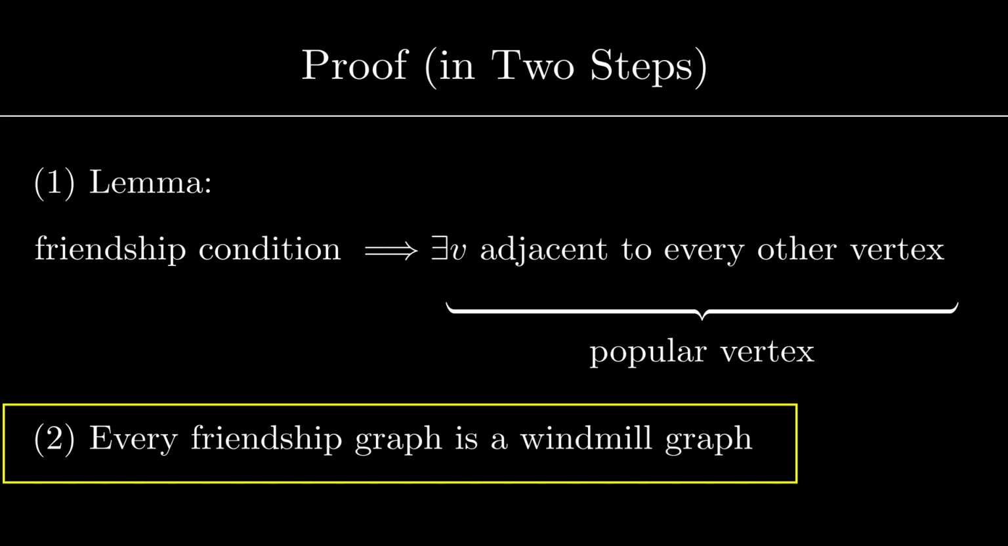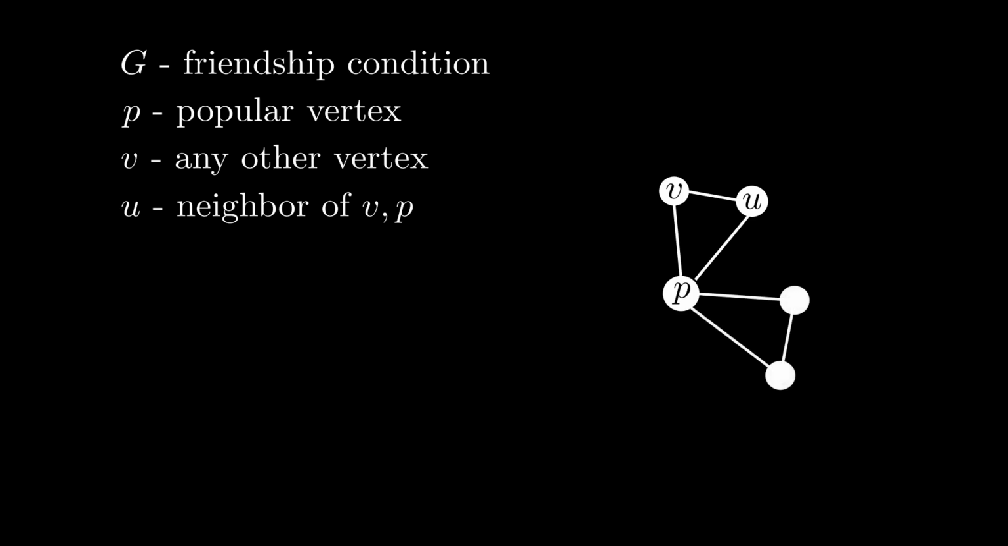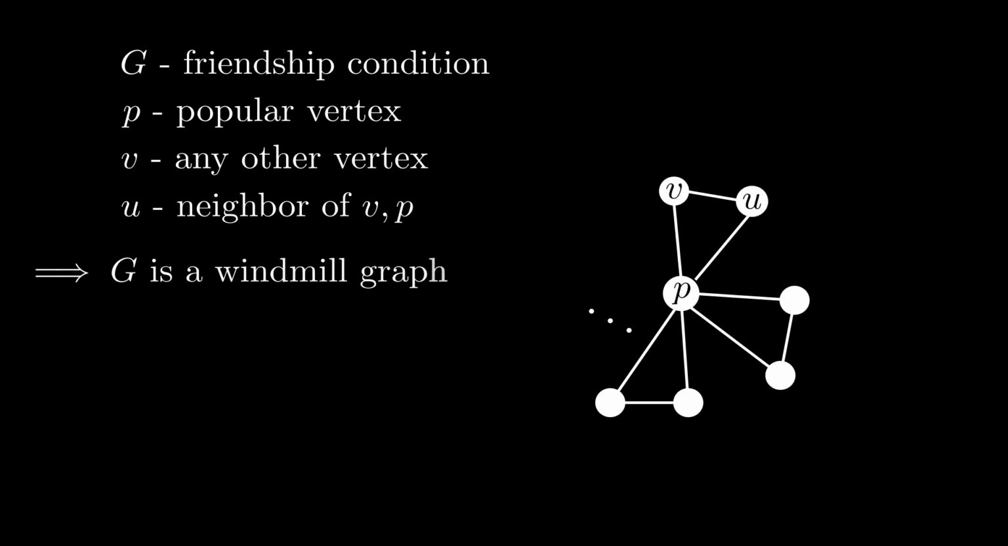Now we use the lemma to prove the second step. We first assume that G has the friendship condition. Then, by the lemma, we know that G must have a popular vertex P. Now let v be any other vertex in the graph. By the friendship condition, we know that P and v must share a neighbor, u. Now we know that any two of P, u, and v have at least one neighbor. And for them to have exactly one neighbor to satisfy the friendship condition, u and v must be non-adjacent to the rest of the graph. We can keep repeating this argument with the rest of the vertices of the graph to conclude that G is a windmill graph.